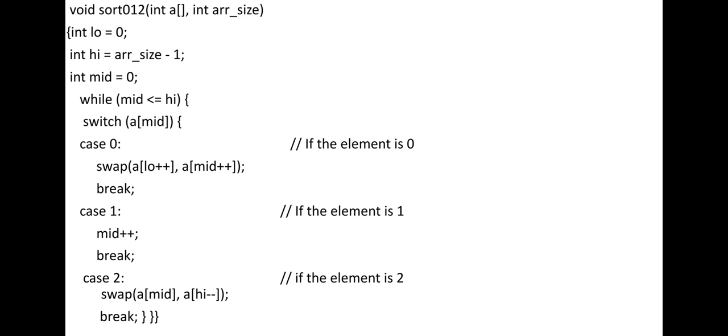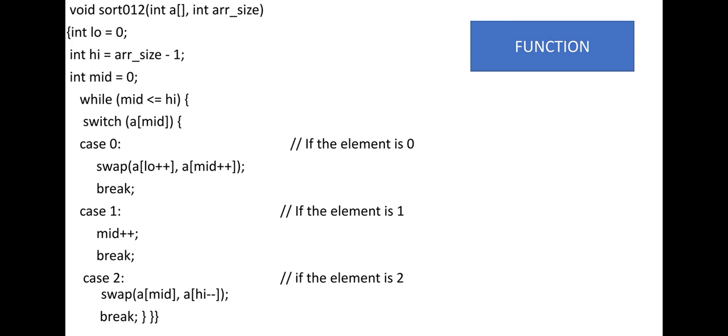Now this is an example of our function which is describing the different cases inside the switch statement. It is clearly saying case 0, if 0 is encountered, we have to swap a of low with a of mid. In case 1, if 1 is encountered, we have to simply increment mid by 1. Case 2, if 2 is encountered, we have to swap a of mid with a of high and decrement the value of high. This is the function.